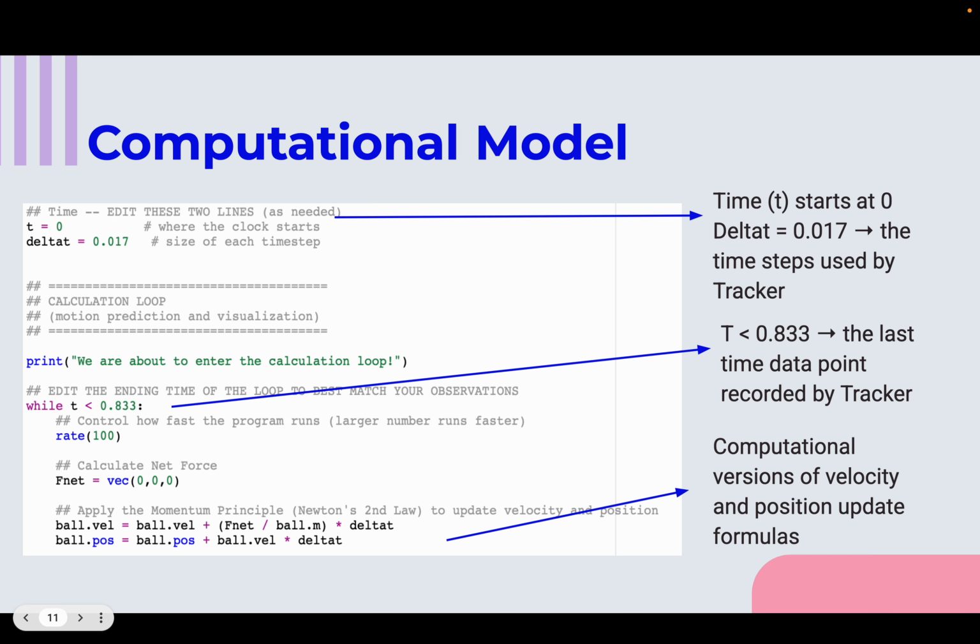Our time starts at 0, and we designated our delta t to be 0.017, which was the time step used by Tracker due to the length of the video and the amount of position data points. We inputted the computational versions of the velocity and position update formulas that we got from the helpful coding tips in Canvas into our computational model in Python form, as you see closer to the bottom.